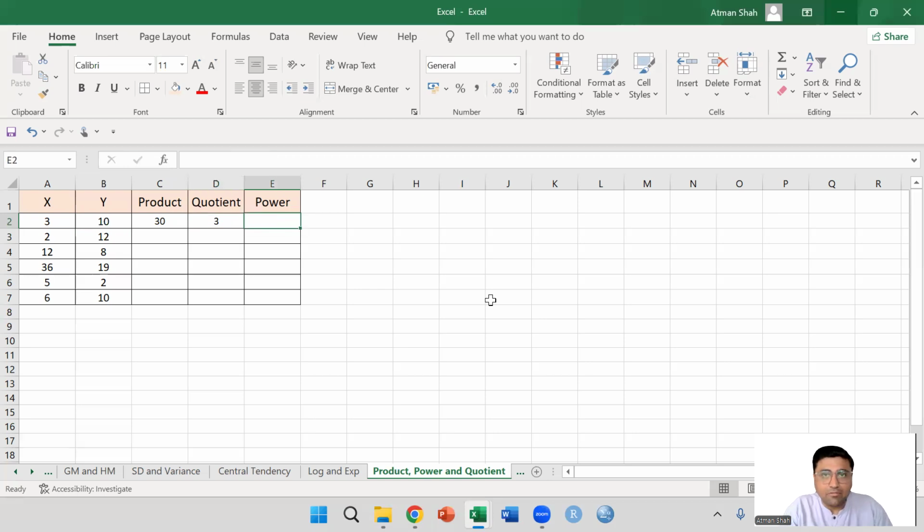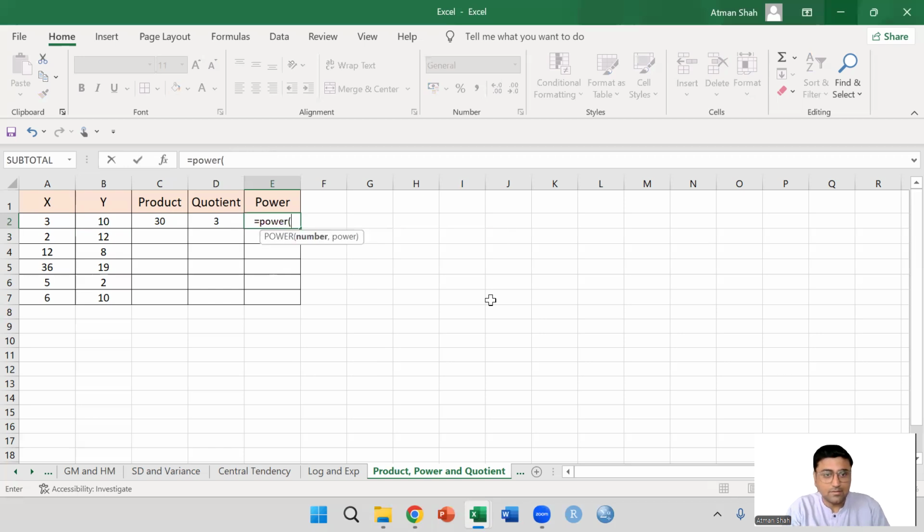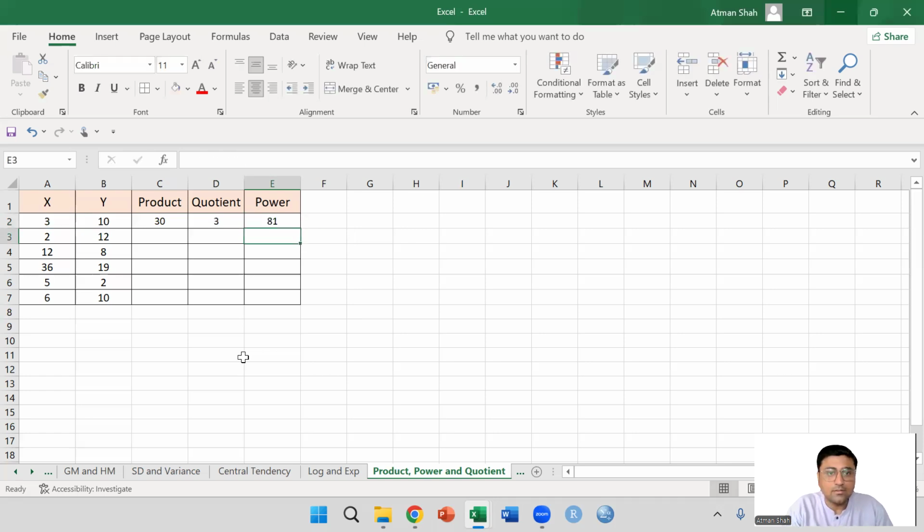And then we have power function. So is equal to power. You select the cell, that is A2. Now suppose I want to find 3 raised to 4. So power is 4 and therefore we need to write 4. You close the bracket, enter, answer is 81. So it is 3 raised to 4.